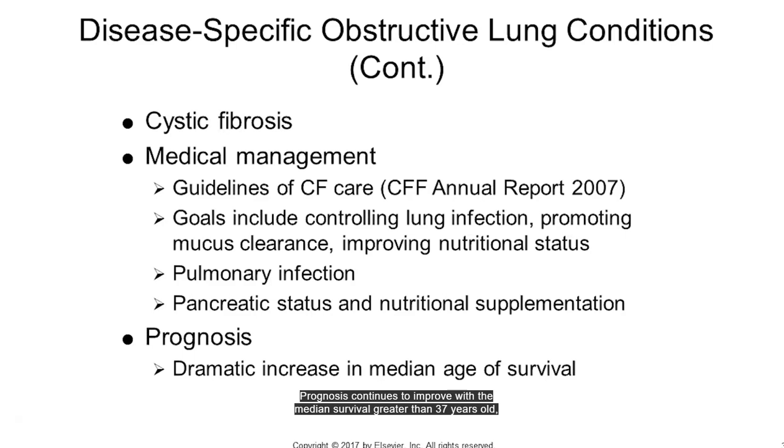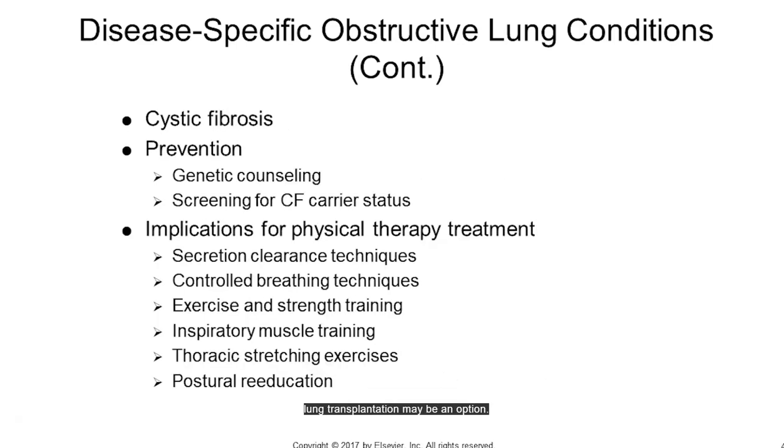Prognosis continues to improve, with a median survival greater than 37 years old, although 90% of patients die due to pulmonary complications, generally hypercapnic and hypoxemic respiratory failure, secondary to progressive airway obstruction. Cor pulmonale is a late complication of severe airway obstruction. For selected individuals with CF and end-stage disease, lung transplantation may be an option. CF screening and genetic counseling remain important for families who have had a child or first cousin diagnosed with CF.